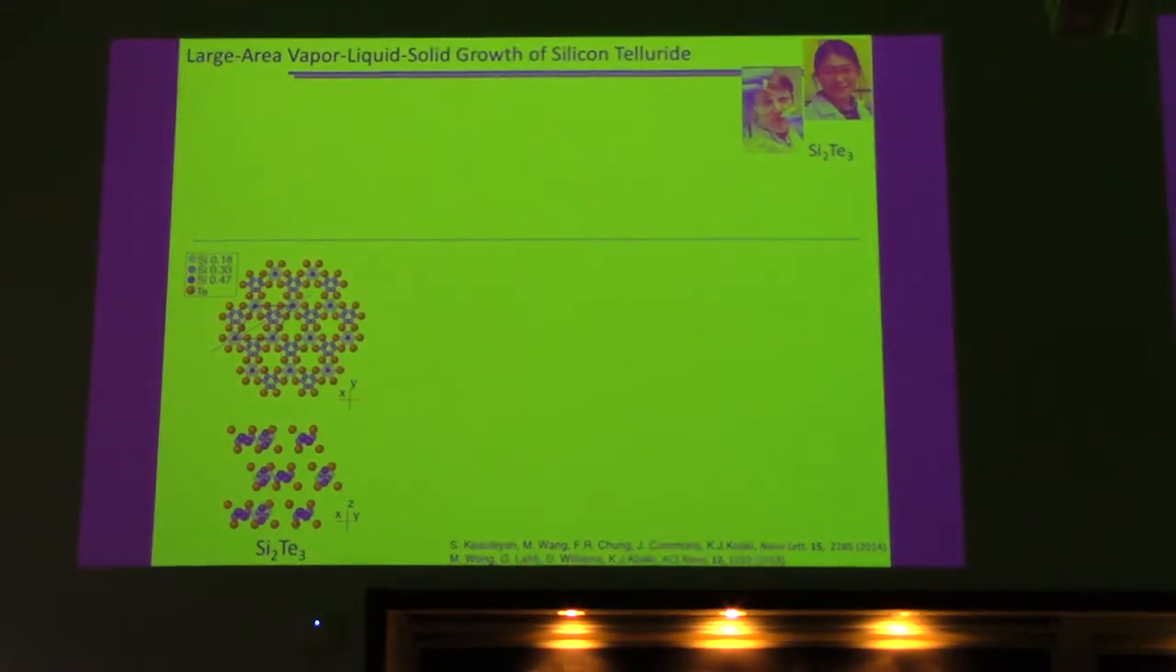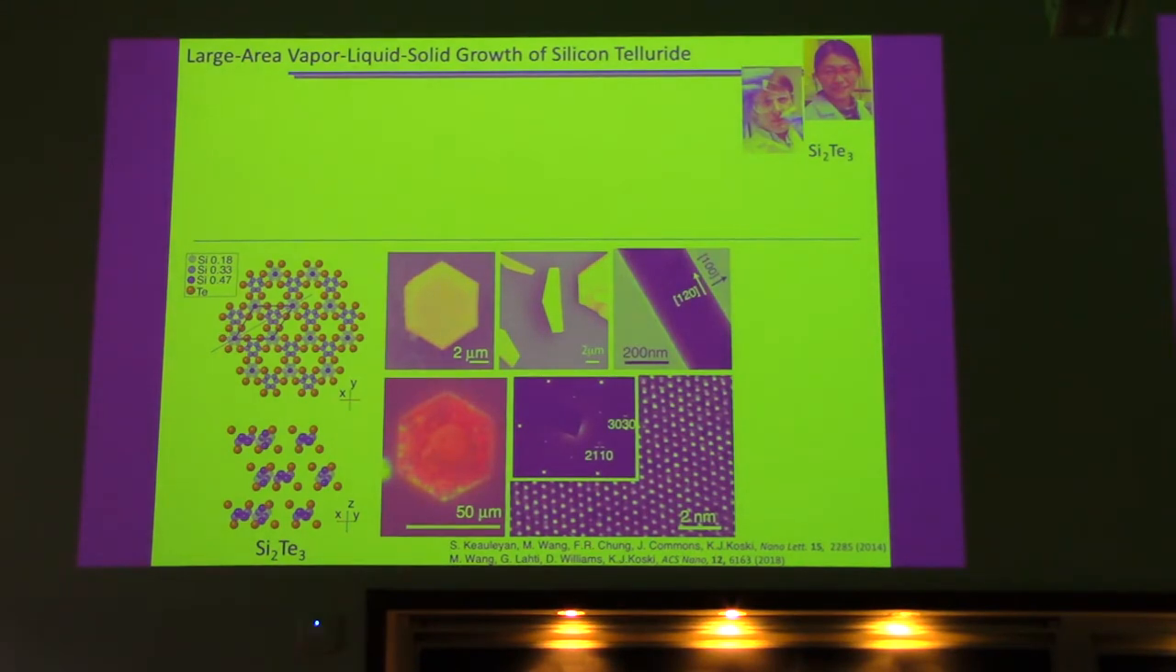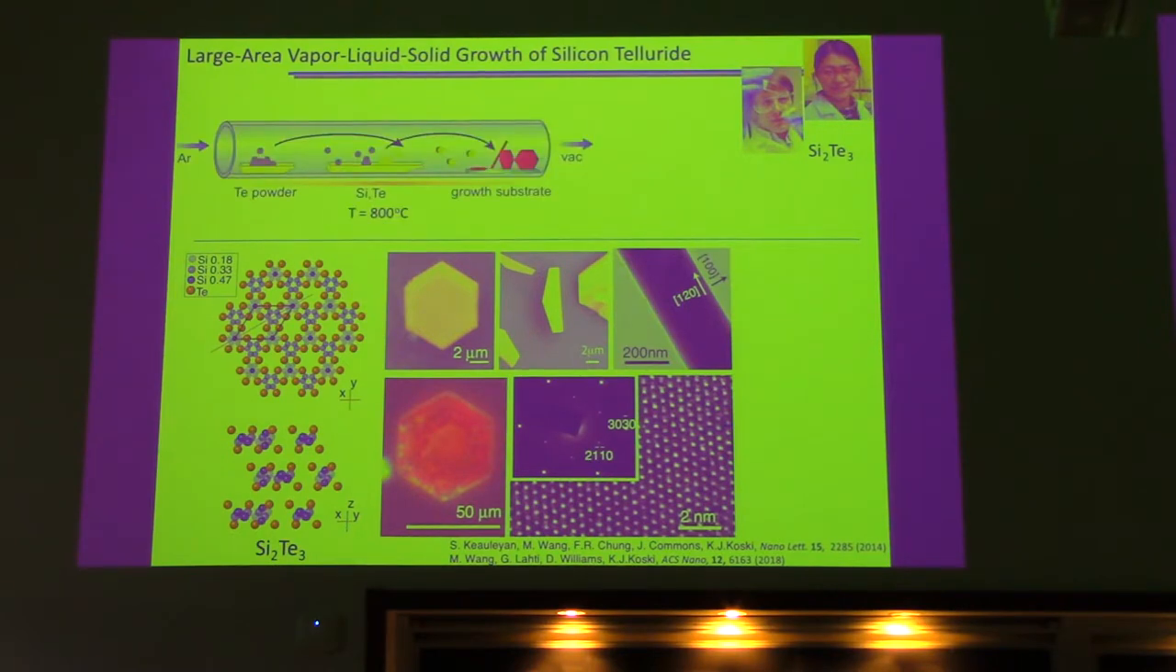So let me start by showing you some chemistry, and let me give you an example. This is silicon telluride, Si2Te3. It looks like this. This is work by a former postdoc and my graduate student, Mengjing Wang and Sean Kalayan. So you can see with silicon telluride, we can grow it as these nice flat platelets that are large silicon P-type crystals. They have a trigonal crystal structure. We can grow them standing upright like this, so we can access the van der Waals gap. They're only about 50 nanometers thick. Or we can grow them as nanowires.